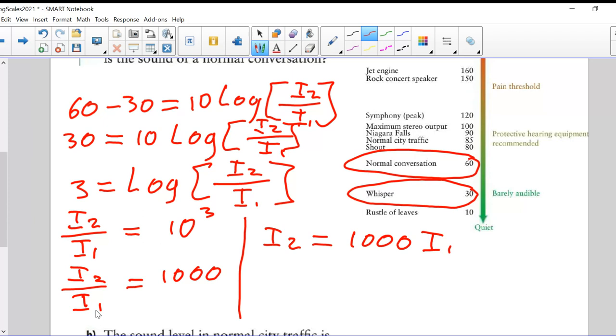That's why the log scale collapses that 1,000 down to something that's more manageable for us as humans to understand. But in reality, a normal conversation compared to a whisper is 1,000 times more intense in terms of watts per meter squared. Just so we understand that.